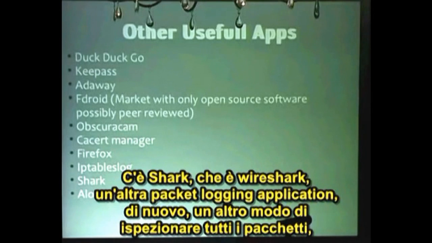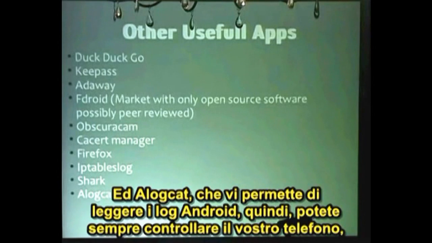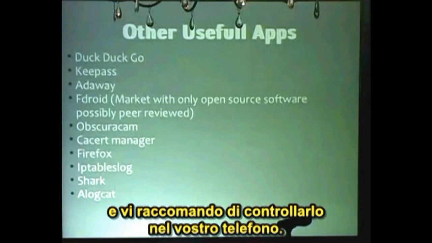There's Shark, which is Wireshark, a packet logging application. Again, another way to inspect all the network packets that are going in and out of your phone. And alogcat, which lets you read Android's logs. So these are all ways you can pen test your own phone. And I recommend auditing your own phone.